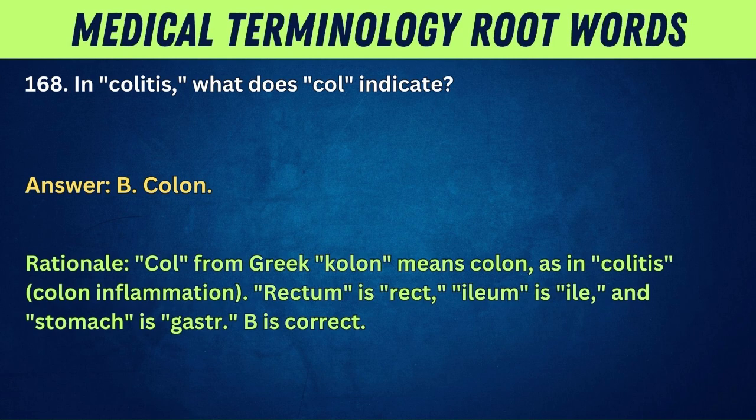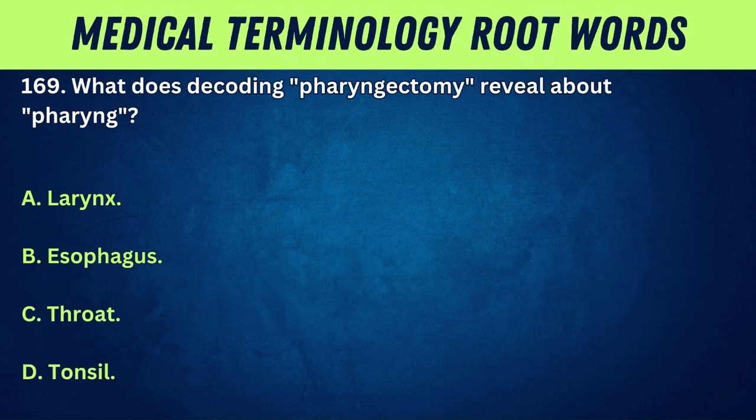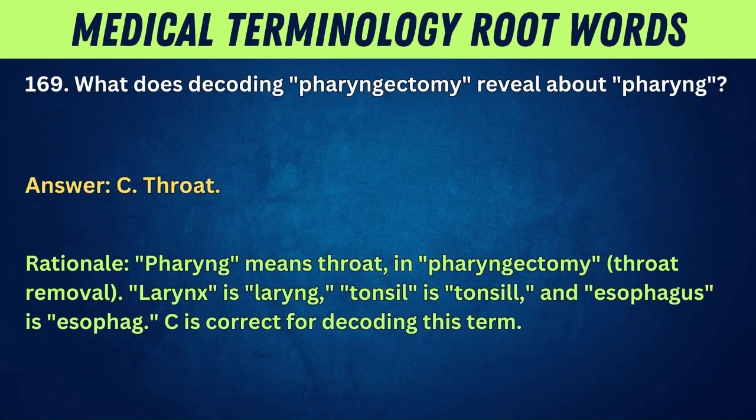B is correct. 169. What does decoding pharyngectomy reveal about pharyng? A. Larynx. B. Esophagus. C. Throat. D. Tonsil. Answer: C. Throat. Rationale: pharyng means throat in pharyngectomy, throat removal. Larynx is laryng, tonsil is tonsill, and esophagus is esophag. C is correct for decoding this term.